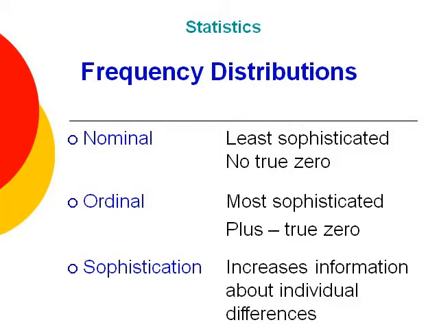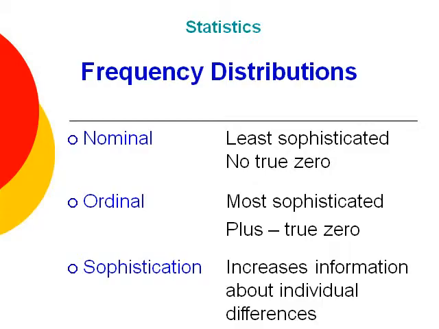Scales of measure vary in sophistication. Nominal scales are least sophisticated. Ratio scales are most sophisticated. Scales that provide the maximum amount of information about individual differences on the attribute in question are considered most sophisticated.